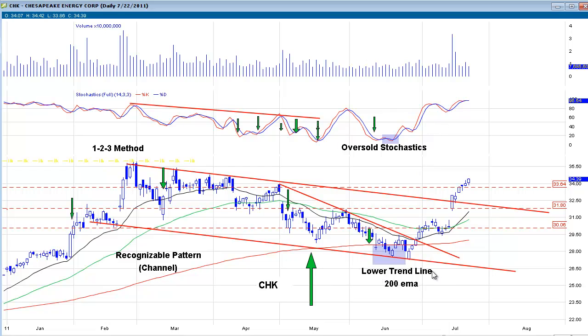If we had just an oversold stochastic and maybe a trend line, no recognizable pattern, then I would probably take the trade too. It's about that lower trend line and establishing how to make that 1, 2, 3 channel. That's important too. The 1, 2, 3 method. Again, we'll be going over that Monday in the webinar.